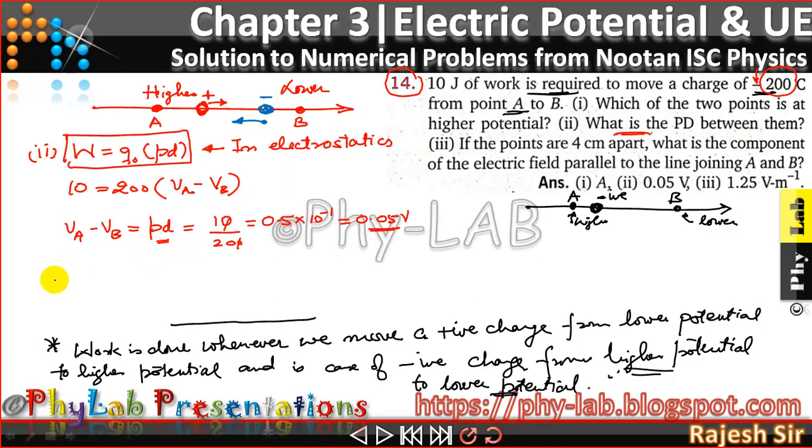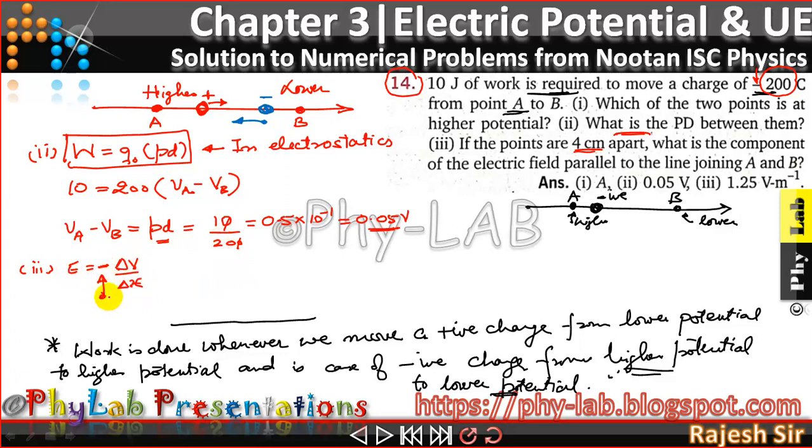Now the third part of the question says to find out the component of the electric field if the distance between these 2 points happens to be 4 centimeter apart. Now remember, friends, I also told you electric field is the negative gradient of potential, haven't I? One of the properties. Once again, if you haven't watched all those videos, please kindly go and first watch them. They are the concept building blocks, friends. I told you electric field is equal to the negative gradient of potential.